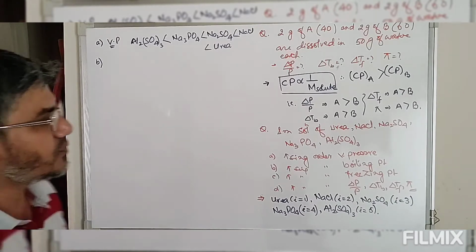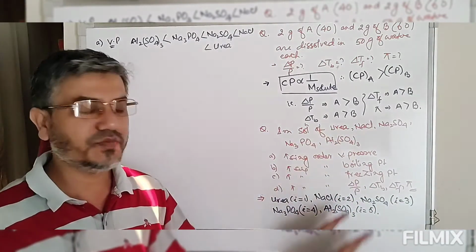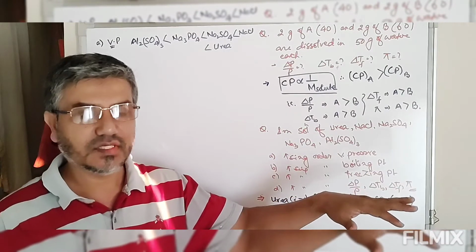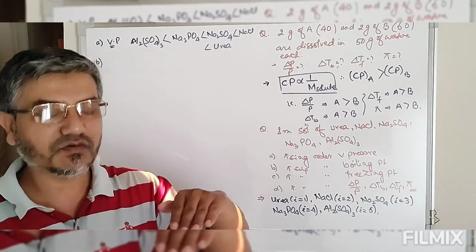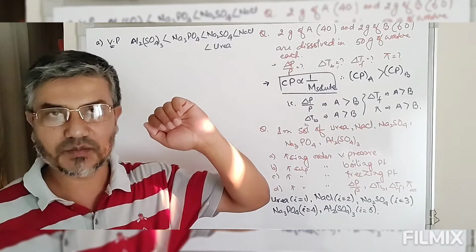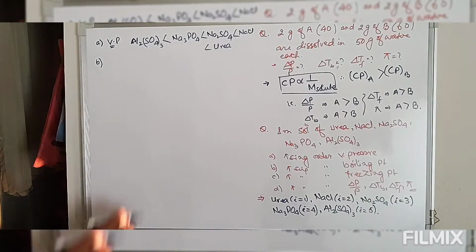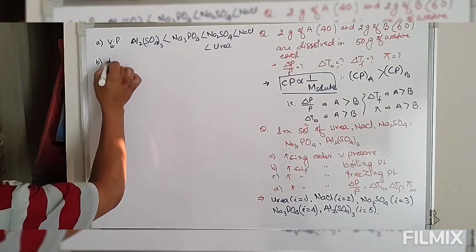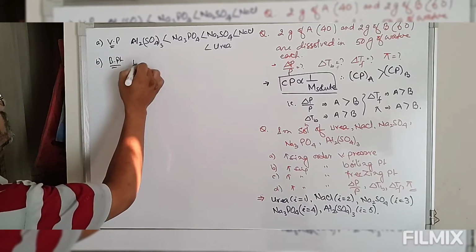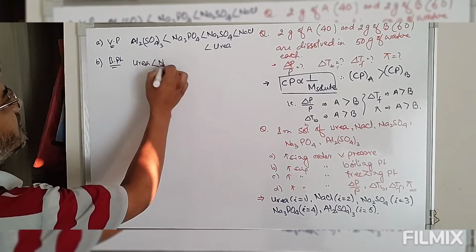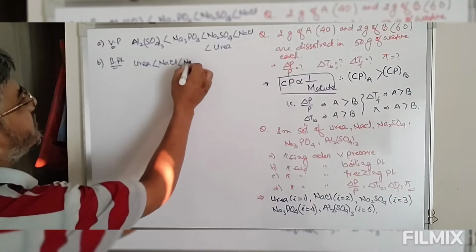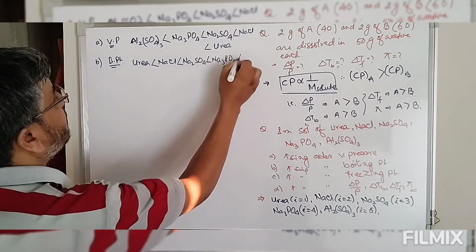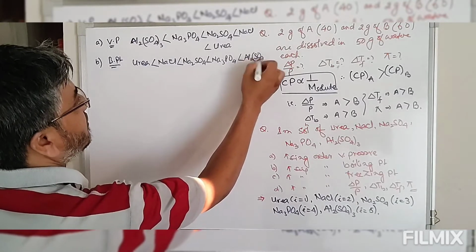Now, as the vapor pressure decreases, the boiling point will increase, because to boil this solution we have to increase the vapor pressure of the solution up to the external pressure. As the vapor pressure is least here, the boiling point of the solution containing aluminum sulfate will be the most. So the increasing order of boiling point will be urea, then NaCl, then Na2SO4, Na3PO4, then Al2(SO4)3.